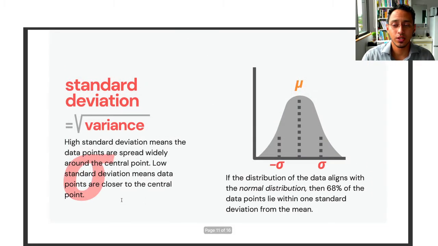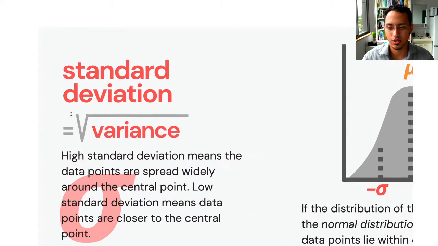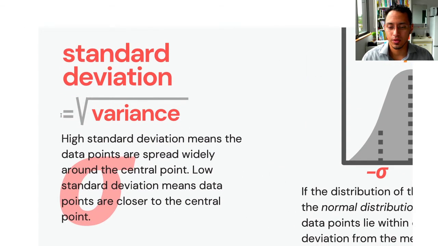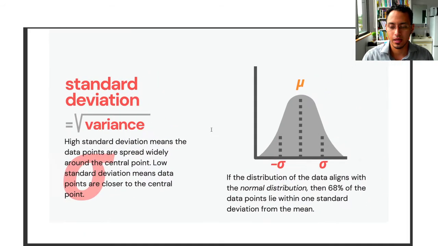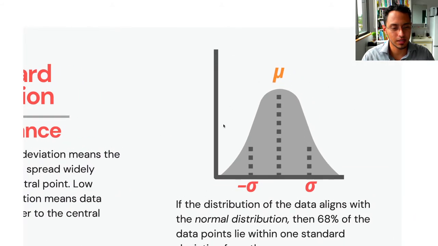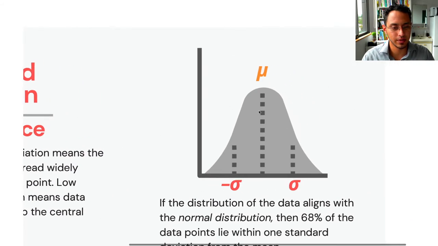In addition to variance, we also have standard deviation. Standard deviation is basically just the square root of variance. If a data set has a high standard deviation, that means the data points are spread widely. So the bigger the number, the wider the spread. A low standard deviation means the data points are closer to the central point. For example, this is just a graph in general: mu is the center point, and sigma is the spread of the data. The bigger the sigma, the more spread the data.